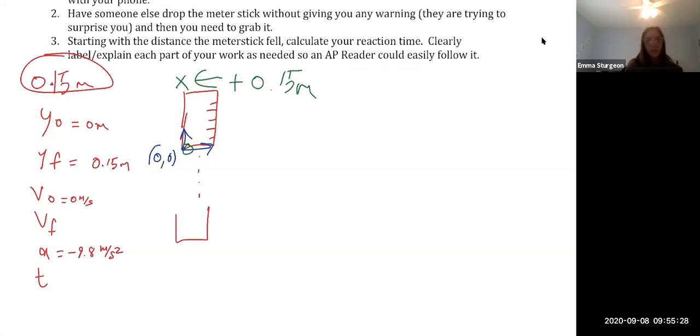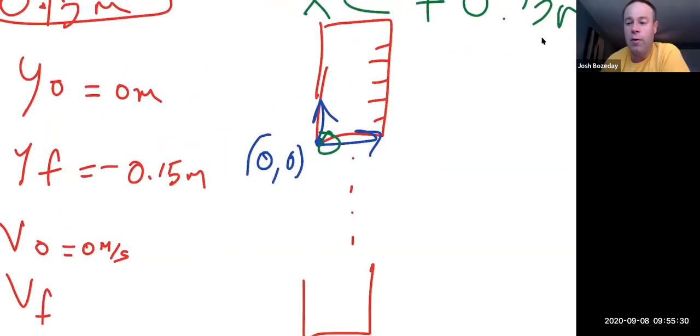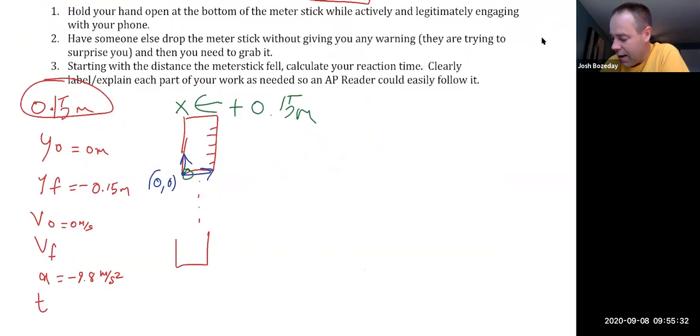Negative 0.15? Yes, negative 0.15 meters, okay? Because the ruler ends down below where it started, which is in the negative direction for up and down, for the y direction. And after that, solving this problem is all just plug and chug, okay? We're not actually going to solve for the rest of this problem.